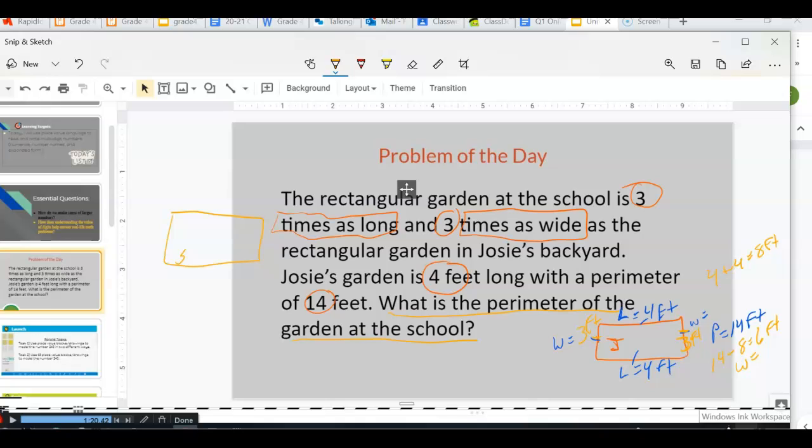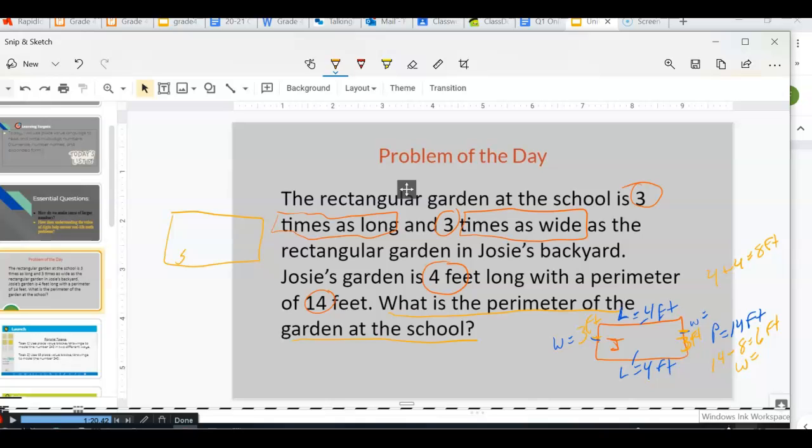So the width on this side and this side, of course, are the same. So now when we add them all up, we get a total of 14 feet. Okay, so now we get a total of 14. We figured the dimensions for Josie's garden in her backyard.